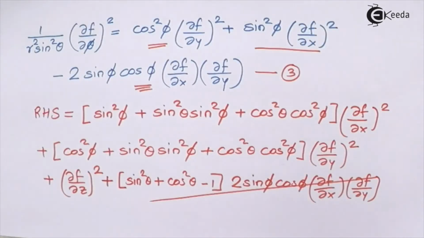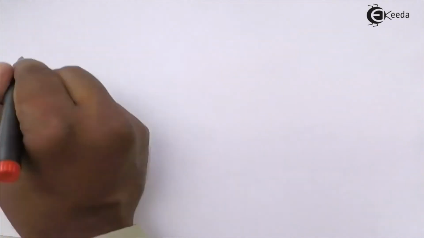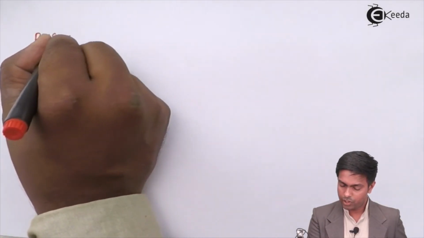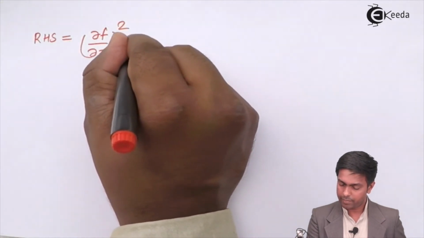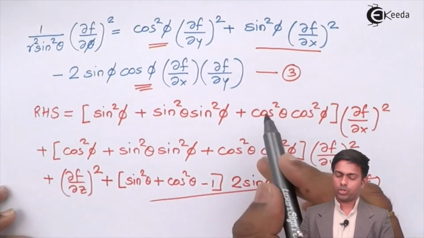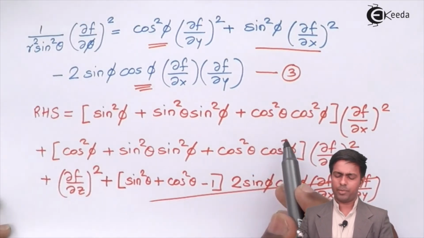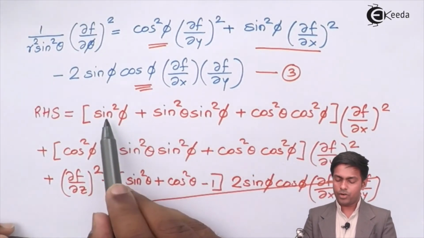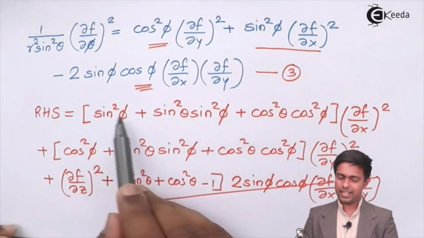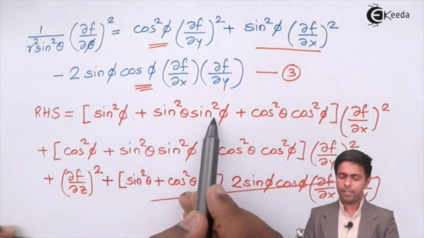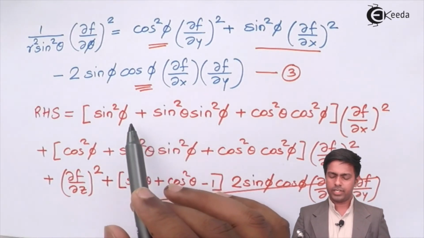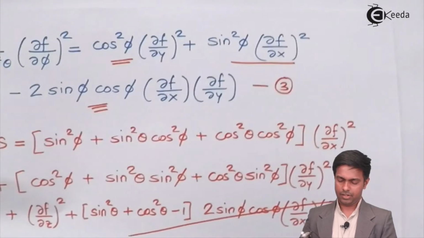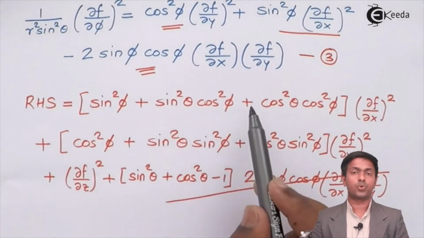So what is remaining? So we have ∂f/∂z the whole square, which is one term. Here I'll write down. So RHS is equal to (∂f/∂z)². This is the one term. Next, these are the two terms which are remaining. From here, let's see how I'm doing it. So from first two terms, we can take sin²φ common.